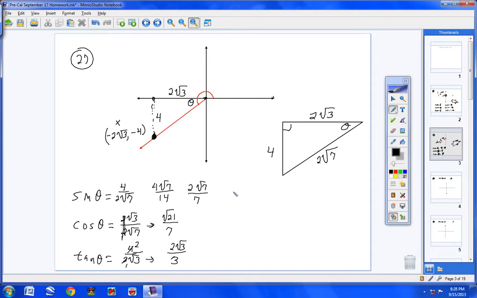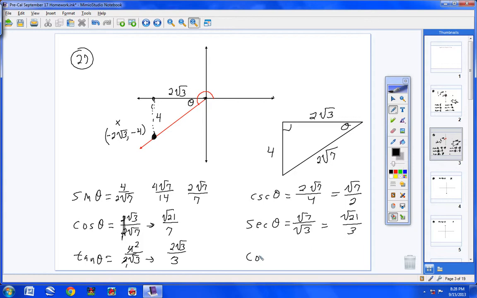Now let's take a look at the inverse of sine. The cosecant of theta is the inverse, and so we would have 2 square root of 7 over 4, and the 2 and the 4 would reduce. 2 would go into both of those, so we would have square root of 7 over 2. Now let's take a look at secant of theta. I'm going to take this right here, and I'm going to flip it, so I would have square root of 7 over square root of 3. And now let's multiply the top and the bottom by the square root of 3, and you would get square root of 21 over 3.